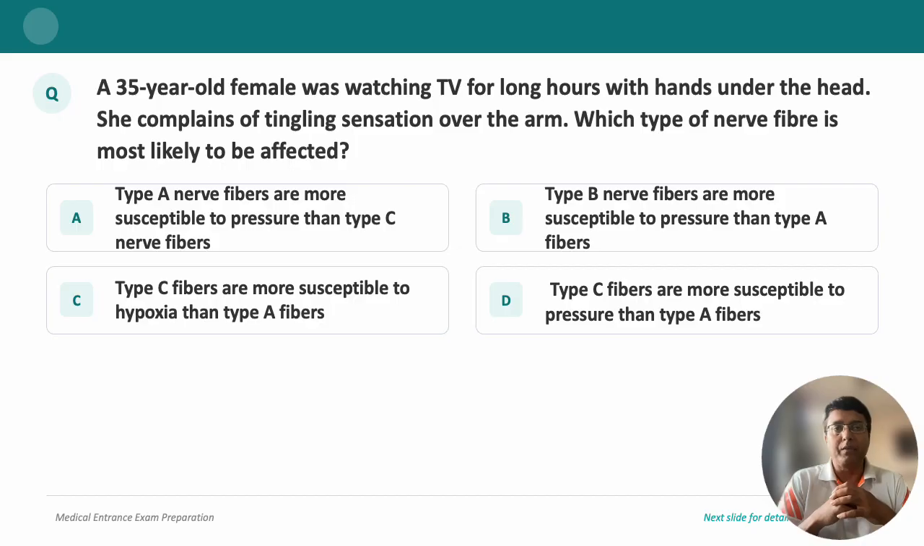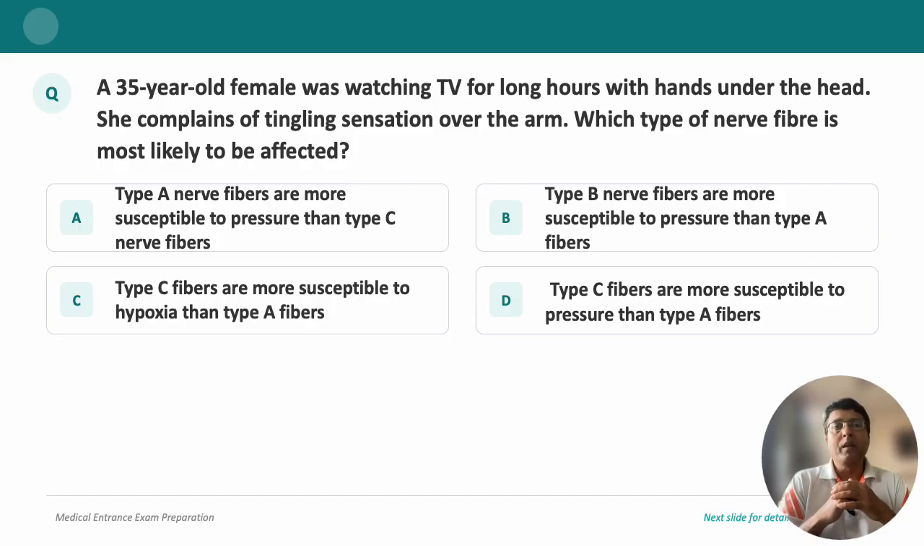Option A, type A fibers are more susceptible to pressure than type C fibers. Option B, type B fibers are more susceptible to pressure than type A fibers. Option C, type C fibers are more susceptible to hypoxia than type A fibers. And option D, type C fibers are more susceptible to pressure than type A fibers. So go through the options carefully and pick the right answer.